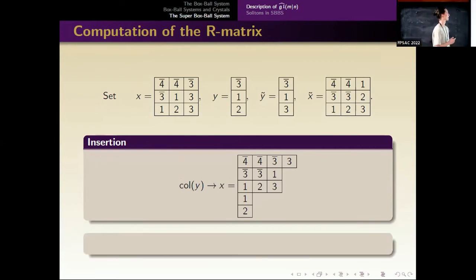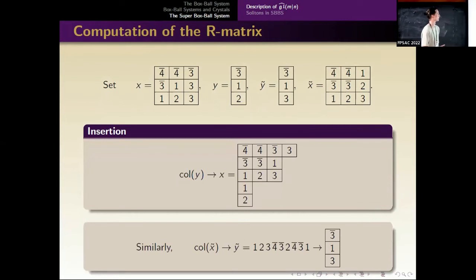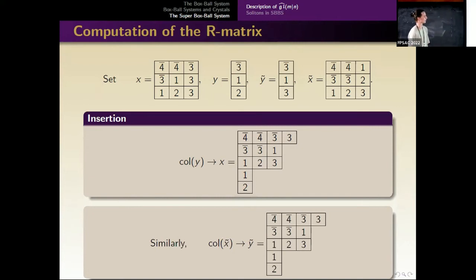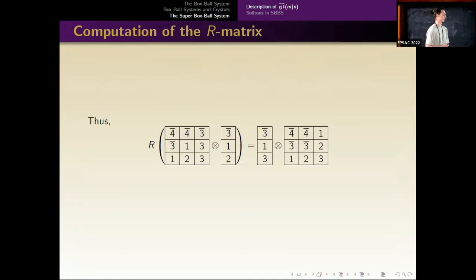So we now want to check whether or not the column insertion of x tilde is equal to y tilde. And so we have the column reading of x tilde, which we previously calculated, and we insert this into y tilde. I'll skip the details, but we find that they are equal. And thus we can conclude that the R matrix applied to x tensor y is equal to y tilde tensor x tilde.